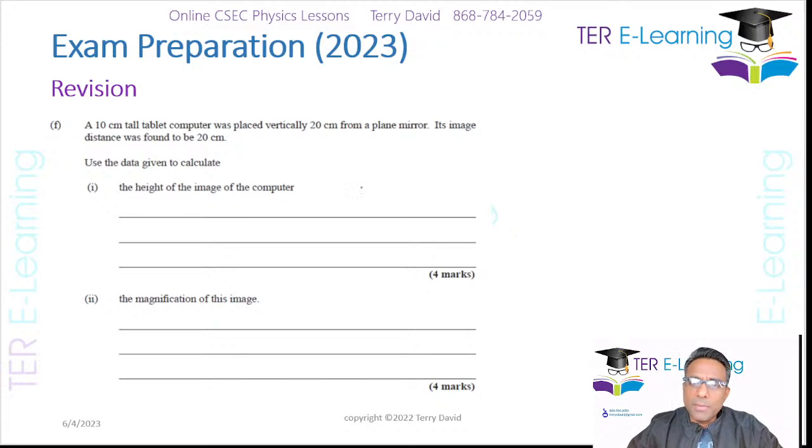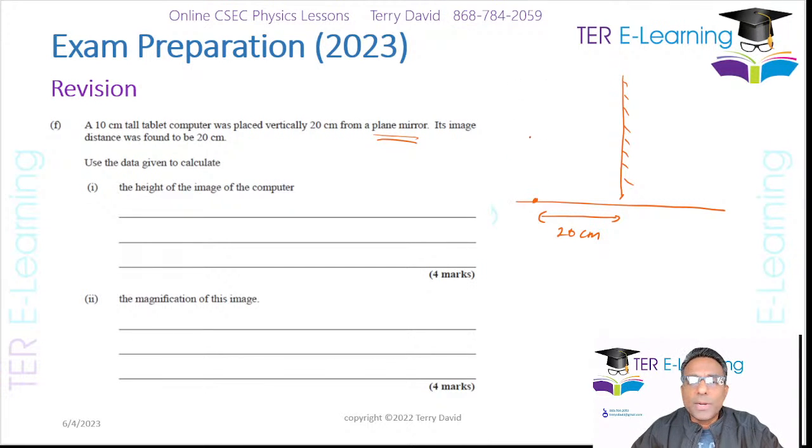All right, so they said it's a plane mirror. So basically we have a mirror here, and we have a tablet, an iPad or something, and they said it is placed 20 cm from the mirror. So let's say this is the position here, 20 cm in front of the mirror. And what else are they telling us here? It's 10 cm tall, so the height of this tablet is vertical here, and it's 10 cm tall.